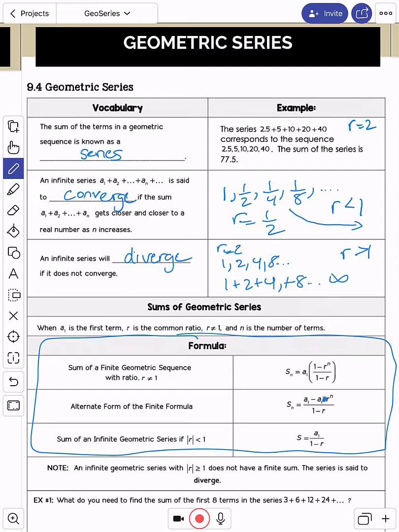If we have an infinite geometric series and the magnitude of R is less than 1, then the sum of that series does converge to, so there's no n here because it's a total, A1, the first term, divided by 1 minus R. So a lot here, I know, to think about.